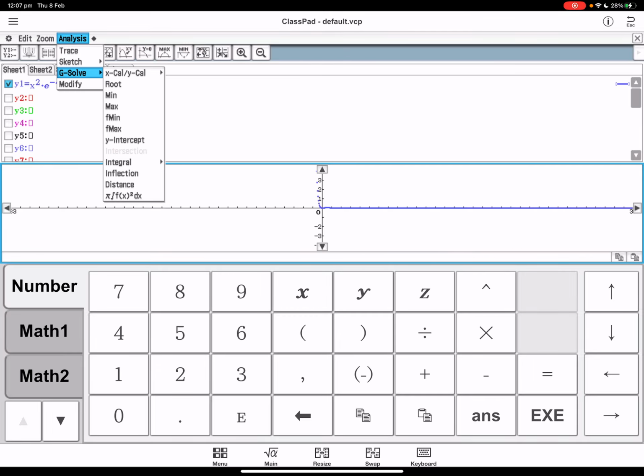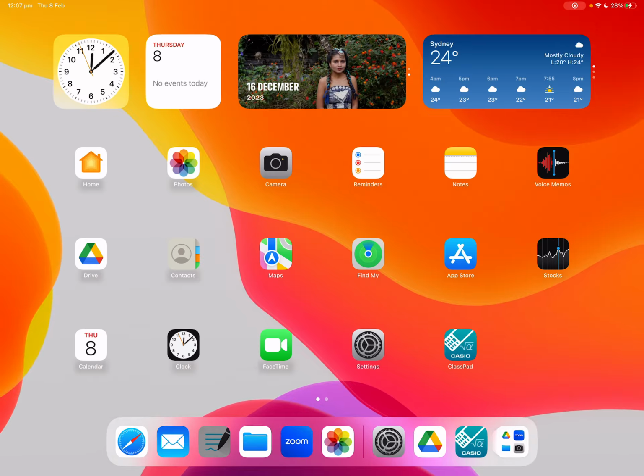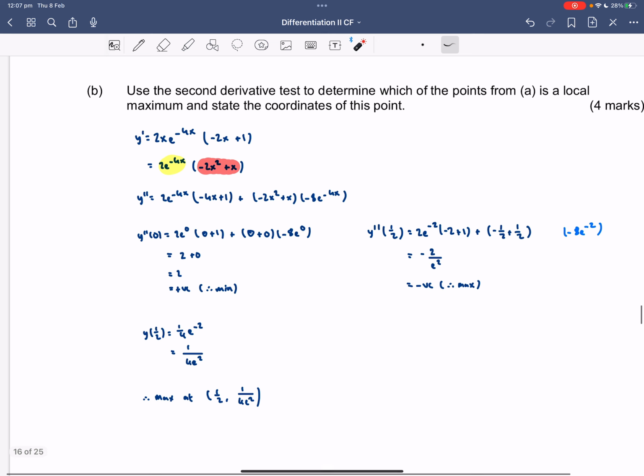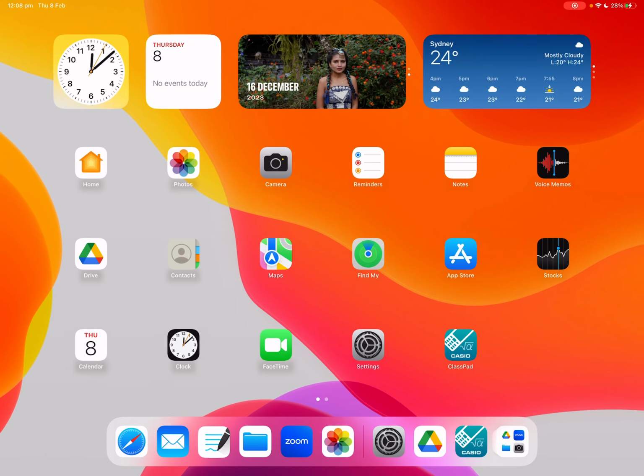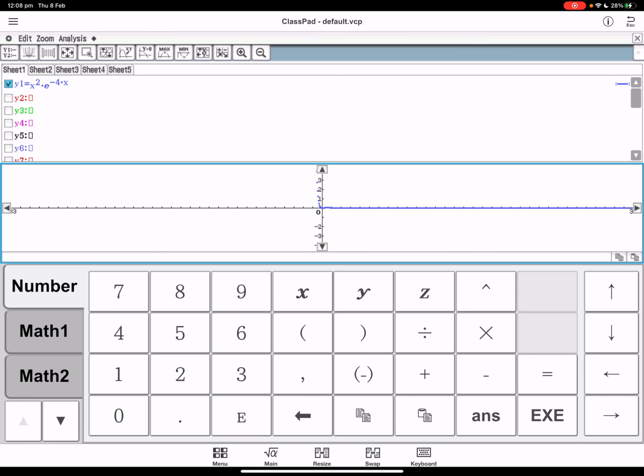G-Solve. Min is at 0, 0. We don't want the min. We want, oh, there you go. Min is at 0, 0. We did have a minimum at 0, did we not? Yes, we did have a minimum at x equals 0. And then let's just check our max, our maximum value. G-Solve max. And there you go. It's at x equals half.